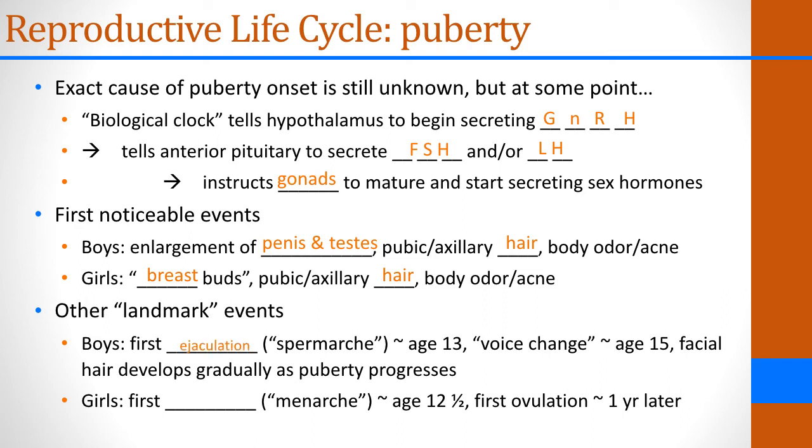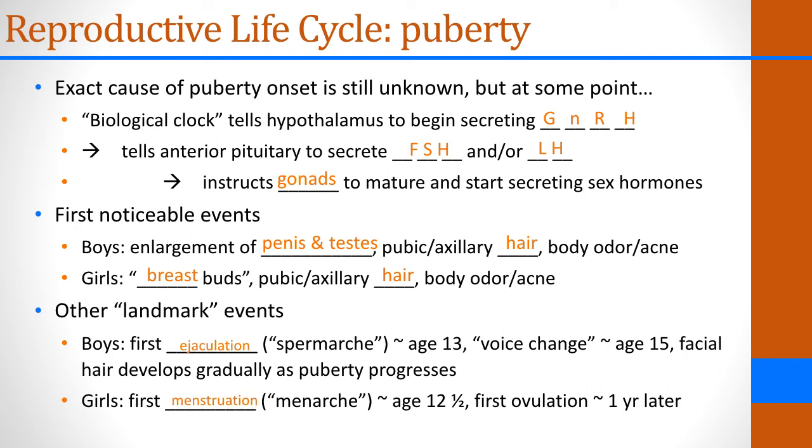Other landmark events will occur. This is going to include the boy's first ejaculation, which is called spermarche. At around age 13, the voice will change, and at around age 15, facial hair will develop. And this is going to occur gradually as puberty progresses.